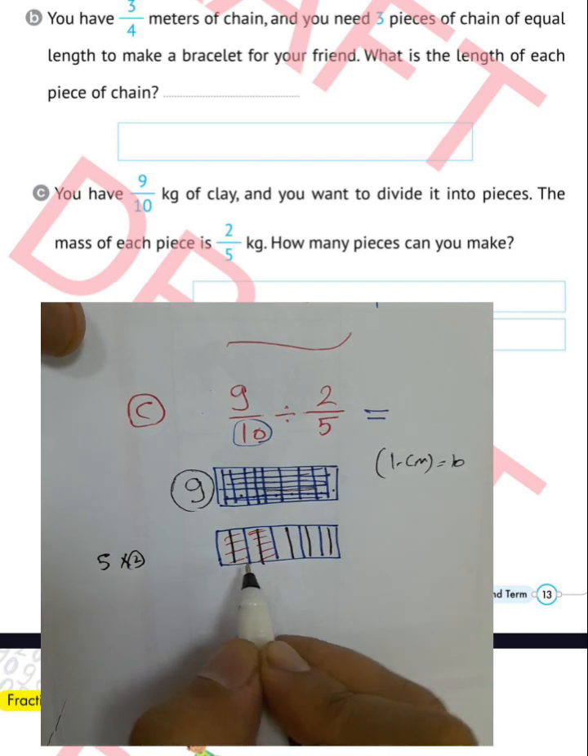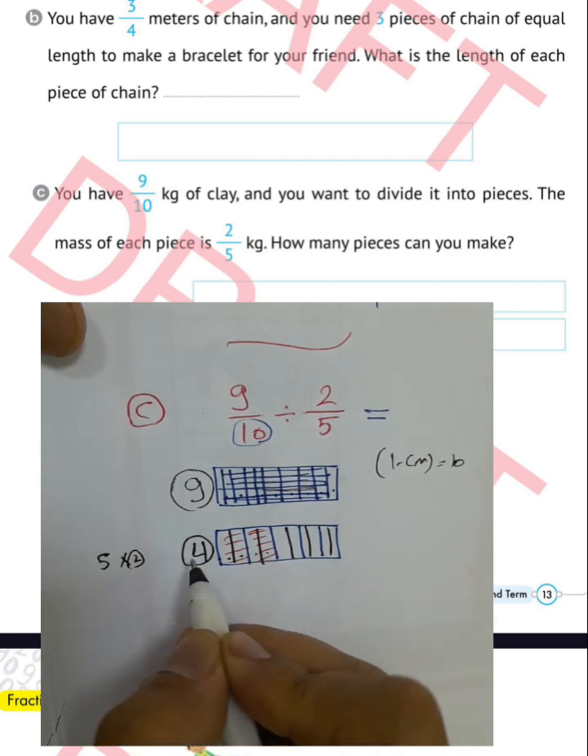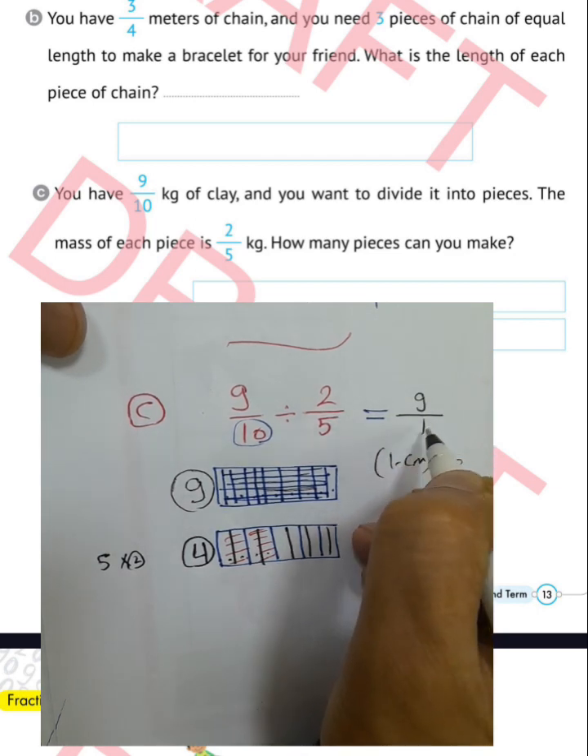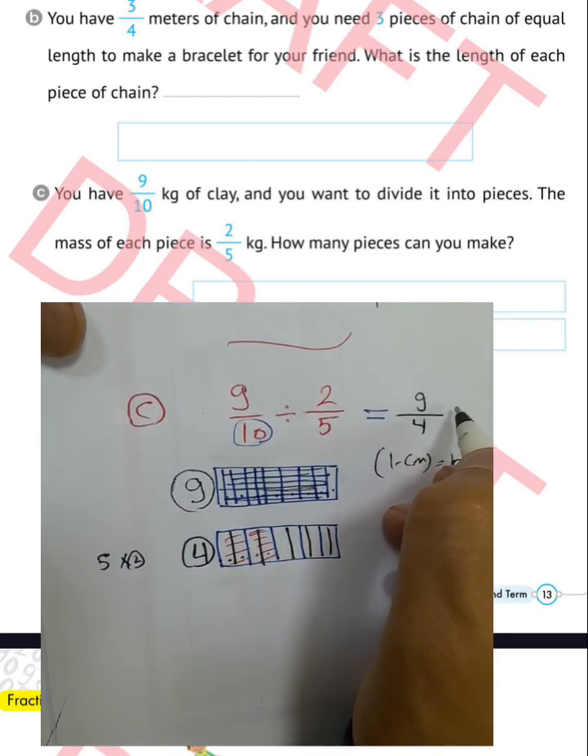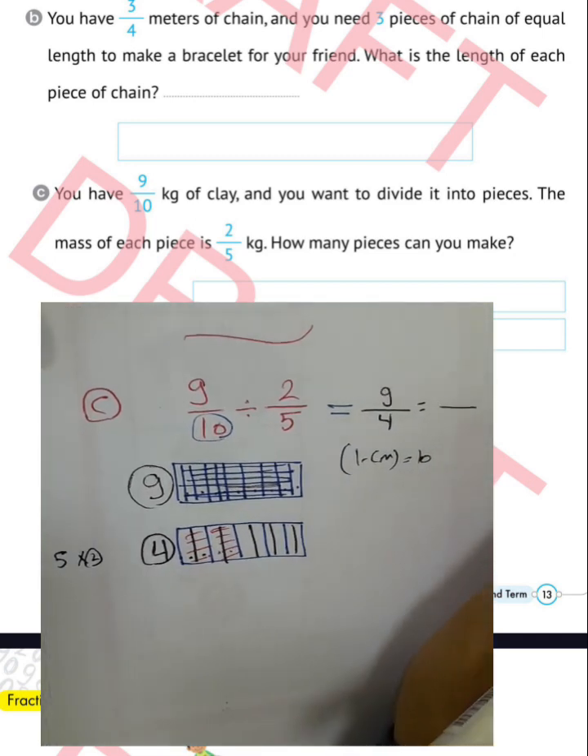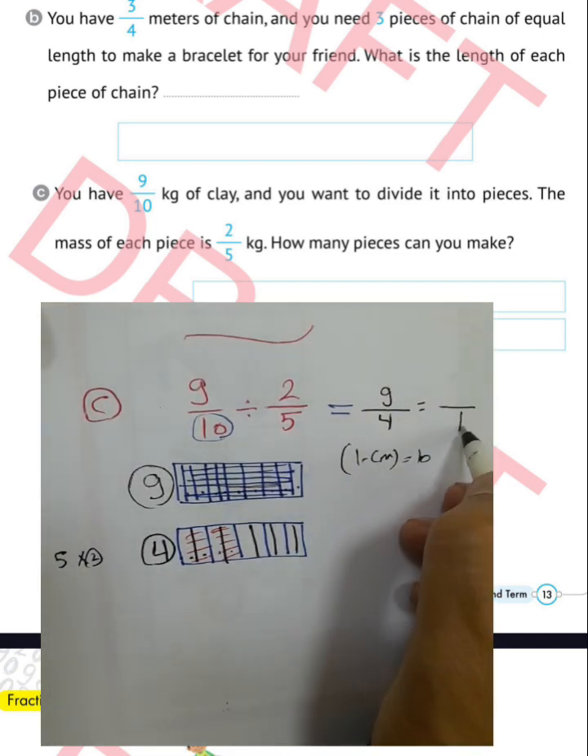Okay, how many parts colored here? 1, 2, 3, 4. 4 parts colored. Then the result will be 9 over 4. And then we can convert it, because it is an improper fraction, to a mixed number. Write 2, and 2 times 4 equals 8, and the remainder 1.